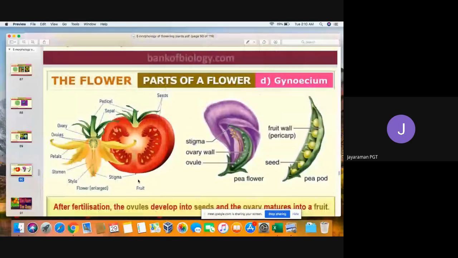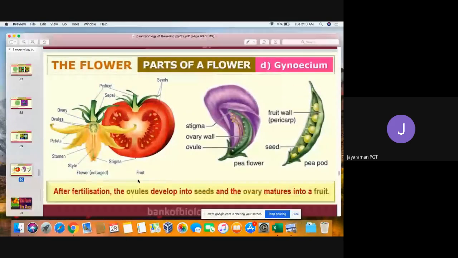This picture shows the tomato flower. The ovules are in the middle, small, and the sides are all ovary.